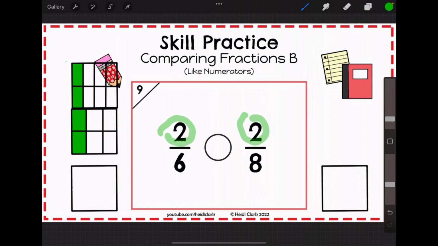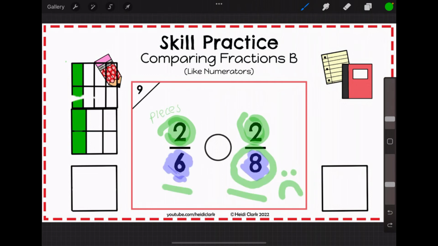So we're going to go ahead and we're going to draw our greater than or less than symbol. And I usually think of it like an alligator that has teeth that's going to chomp whichever fraction is bigger. So you tell me, which fraction is bigger? 2 pieces either way, 2/6 or 2/8. 2/6 is bigger because even though you're still just getting 2 pieces, the pieces themselves are bigger because less people are sharing that cake.